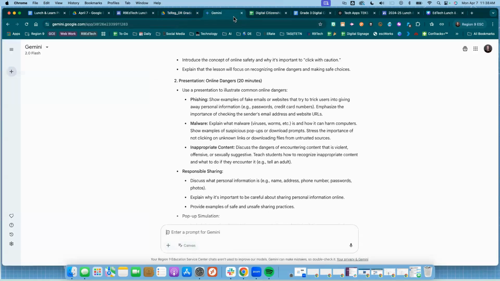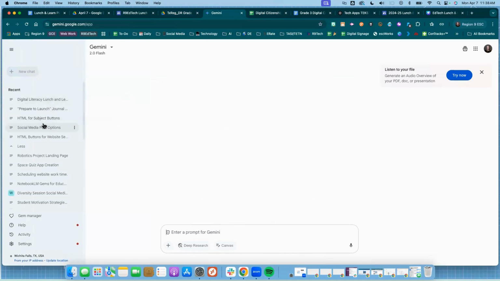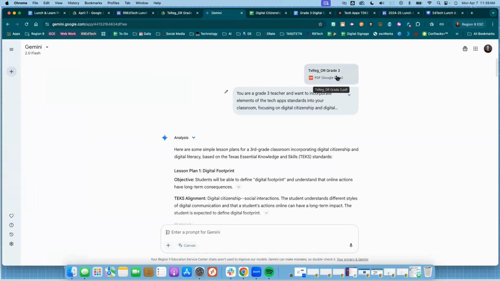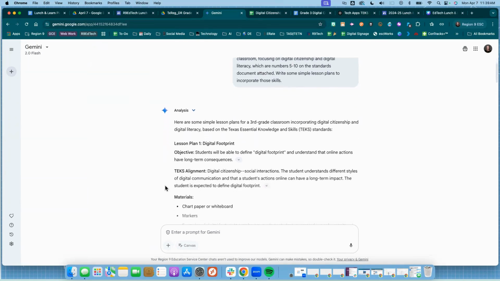So I asked it in Gemini. Again, I like Gemini because it lets you upload some things. So let me see if I can find my third grade lesson here, right here. I gave it the third grade standards for Tech Apps. And I said, you're a grade 3 teacher and want to incorporate elements of the Tech Apps standards into your classroom, focusing on digital citizenship and literacy, which are numbers 5 through 10 on the standards. And then I said, write some simple lesson plans to incorporate those skills. And it did just that.